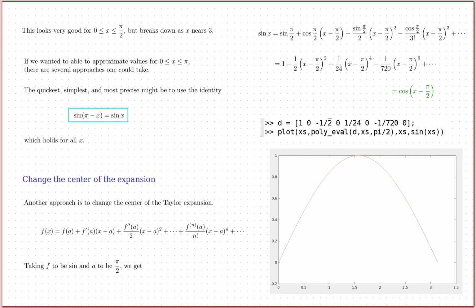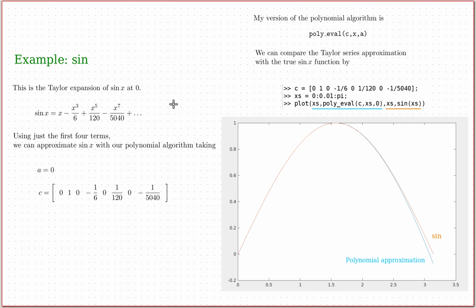Another approach you can take would be to change the center of the expansion of the Taylor series. Recall that this Taylor series is the one you get when you expand at x equals 0. But that's not really the most logical place to expand the Taylor series if what you're actually interested in are the values of sine for x between 0 and pi, right? The natural thing to do would be to expand around the center here, right, at x equals pi over 2.